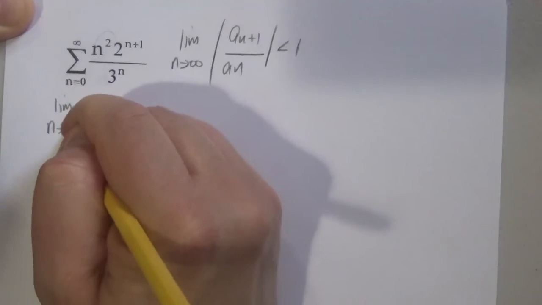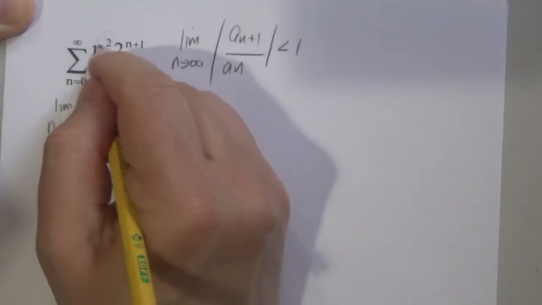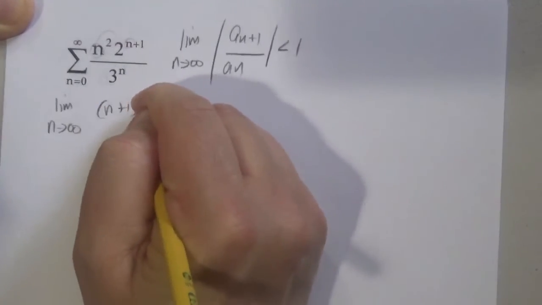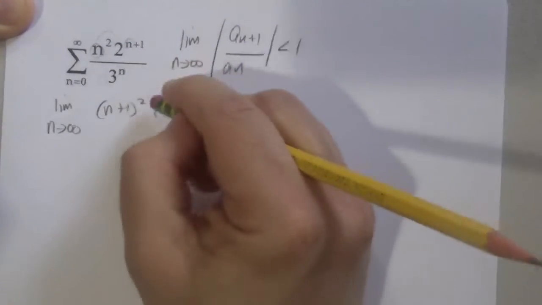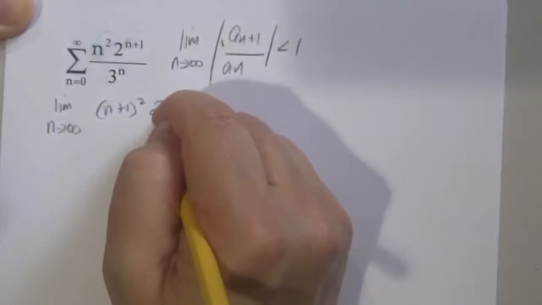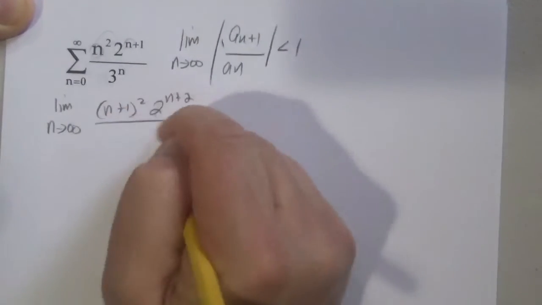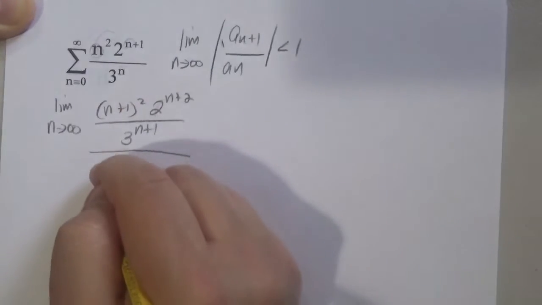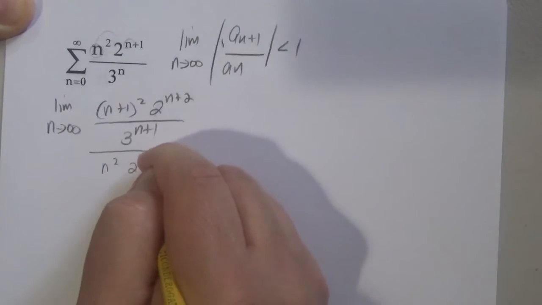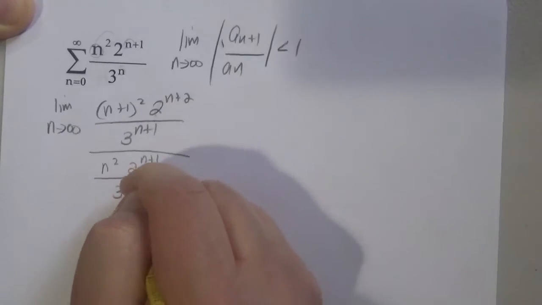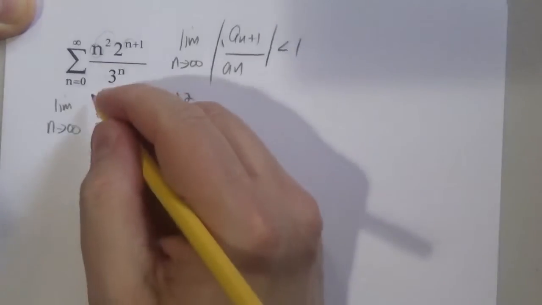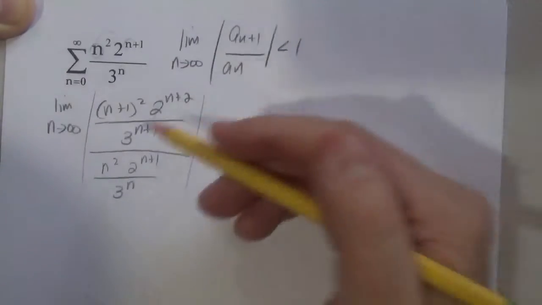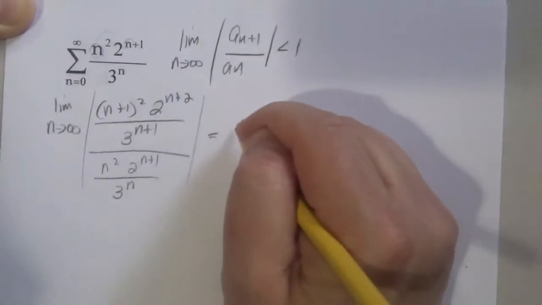So the limit as n goes to infinity, I plug in n plus 1 to all these terms here. I get (n plus 1) squared, 2 to the n plus 2, 3 to the n plus 1, over n squared, 2 to the n plus 1, 3 to the n. I need to write the absolute value bars on the first round, but I can drop them after that because all these terms are positive.